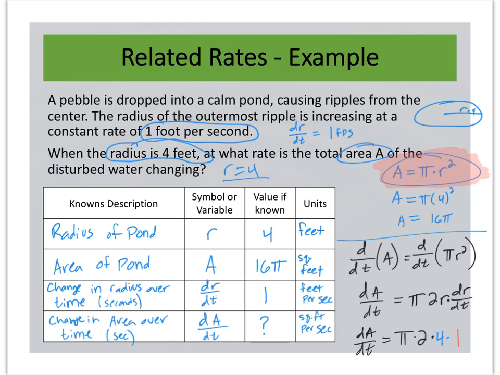Dr dt is 1. And I get my dA dt, which ends up being, and I'm going to leave the pi in there, and if you want to change the pi to be 3.1415926 and so on and so forth, you can, but my answer is just 8 pi. And that is the rate of change of the area in square feet per second. So the area is changing at 8 pi square feet per second, exactly when the radius is 4.